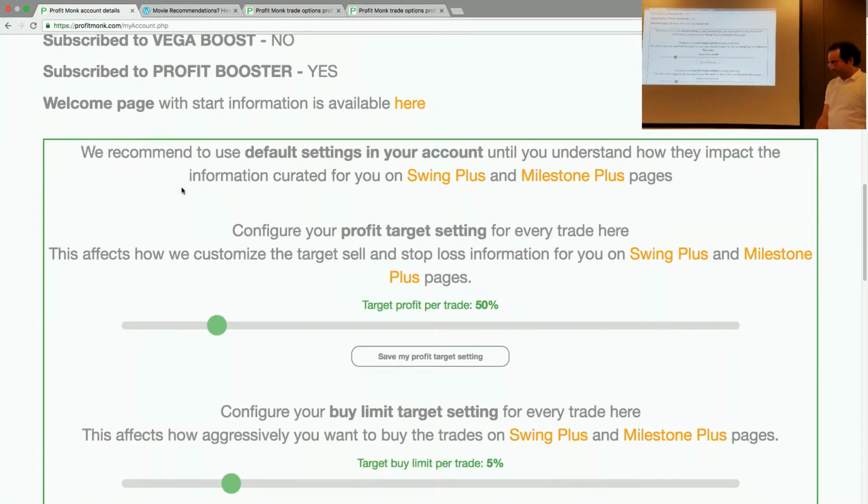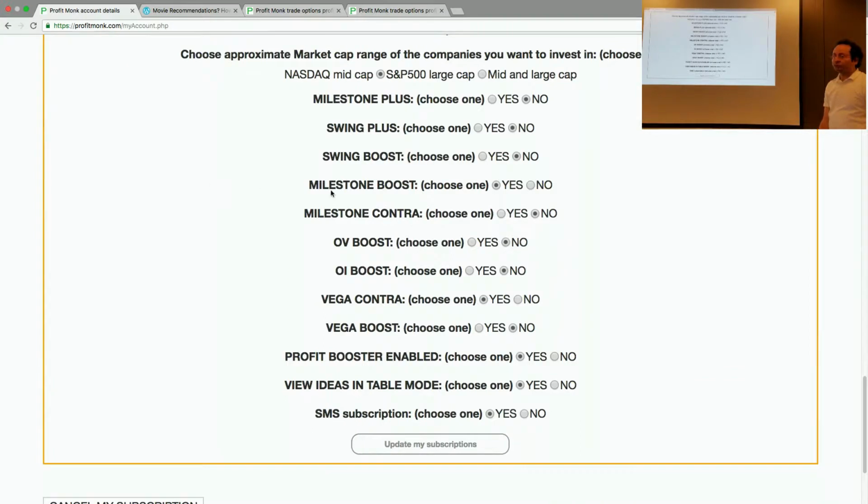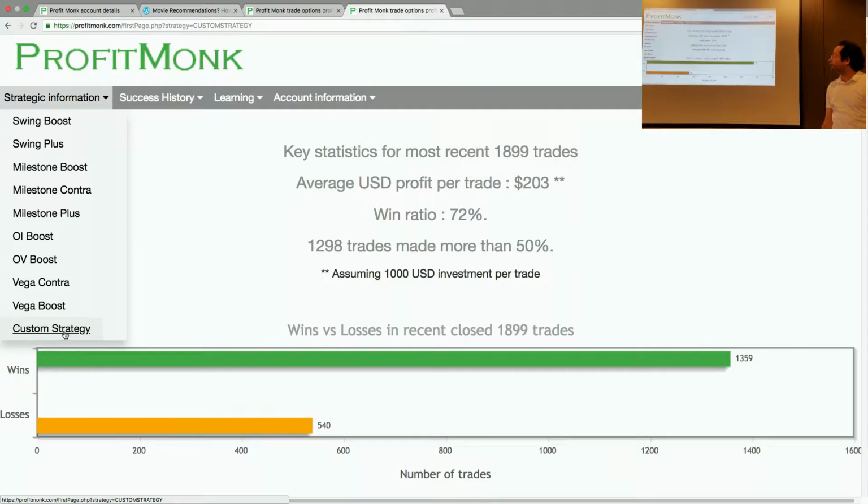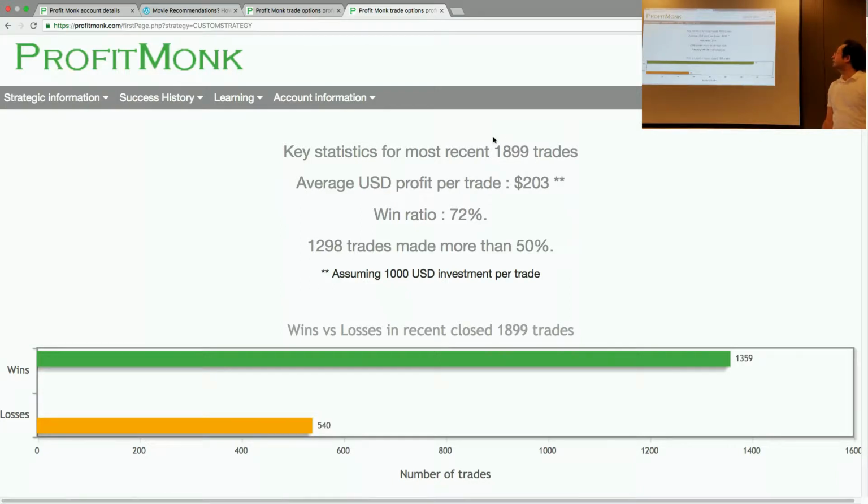So you will see yes only on two places, milestone boost and Vega Contra. And all the trades from these two strategies will be on this page, the custom strategy page, the page that I click, this one. You can go individually or see everything in one place. So you can choose to see everything in one place, and of course that's why our number of trades increase, because you have two strategies in one page now.